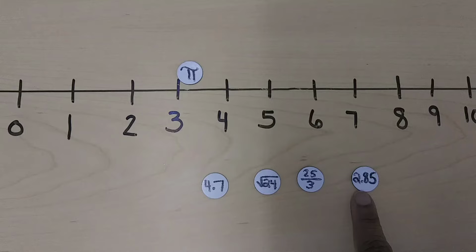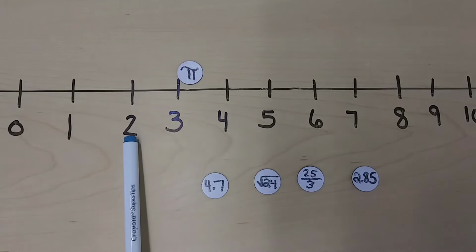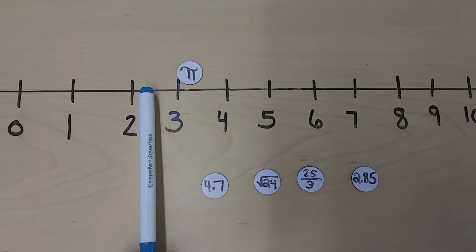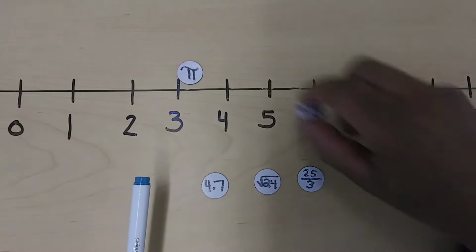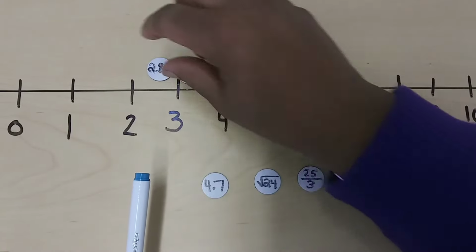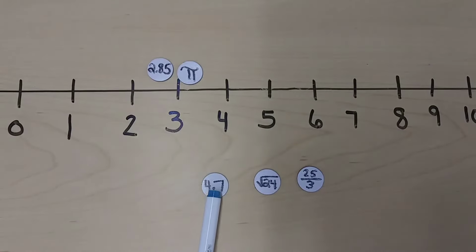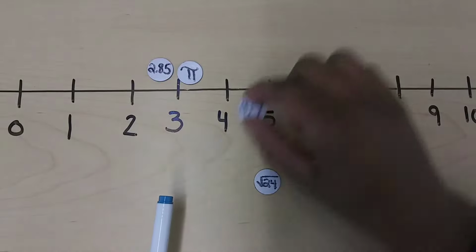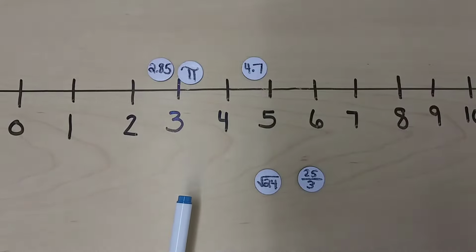What about 2 85/100? 2 85/100 falls between the whole numbers of 2 and 3. It's more than the half, but it's less than 3 wholes. So I'm just gonna bump this right here, okay? What about 4 7/10? That's an easy one that we can figure out as well. It's more than 4 1/2, but less than 5. So I'm gonna put that here.